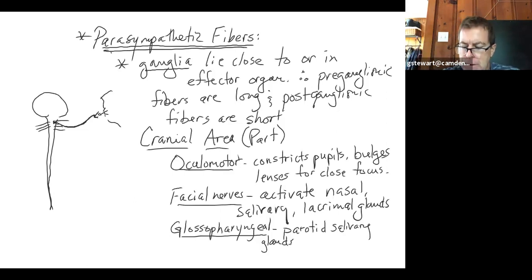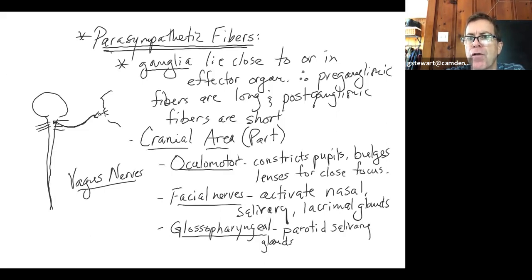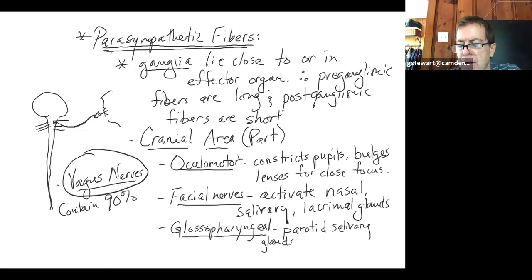And finally, I'm going to squeeze this on just because I don't want to leave this on a page by itself. The vagus nerve. This is the main parasympathetic nerve, vagus nerves. So we've got cranial area. We've got oculomotor, facial, glossopharyngeal, and the fourth one are the vagus nerves. These are the big guys. Volumetrically, they contain about 90% of all preganglionic parasympathetic fibers.